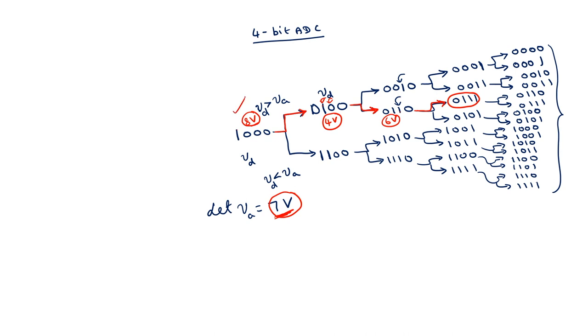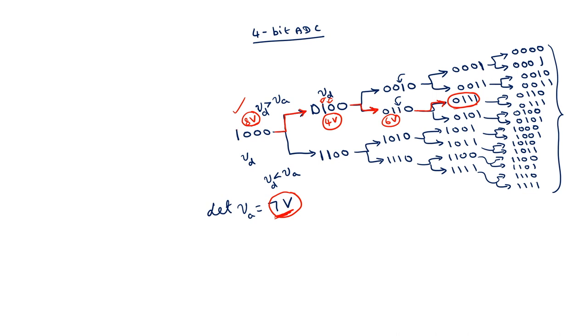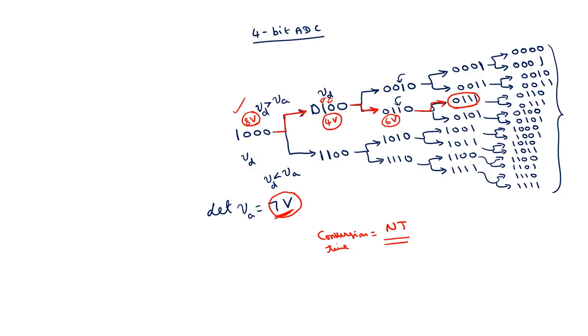Like that you can take any analog voltage. You can follow the flow to get the corresponding digital equivalent of the given analog signal. This is how this 4-bit ADC works. This ADC has a conversion time of N times T, where T is the clock period and N is the number of bits in the ADC. So the speed is intermediate between the flash type and the counter type. At the same time, the complexity is also moderate. Because of that, this type of ADC is mostly used in microprocessor interfacing.